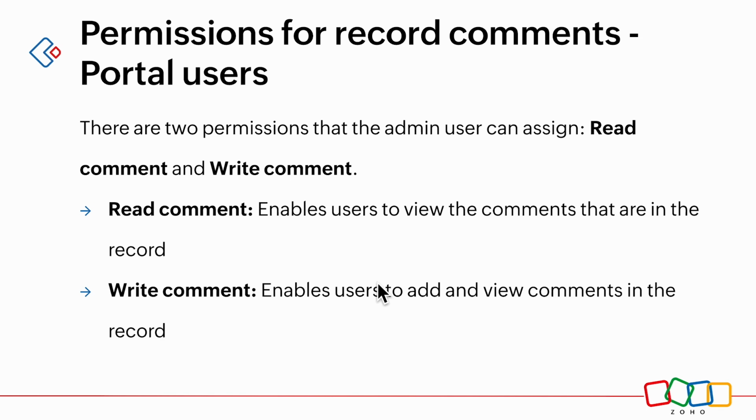So now we can give 2 permission sets for adding record comments for the portal users. Read comment: when admin gives this option, the portal users can only read the comments. Whereas when the admin gives write comment, the portal users can add their own comments and also view the comments in a record.